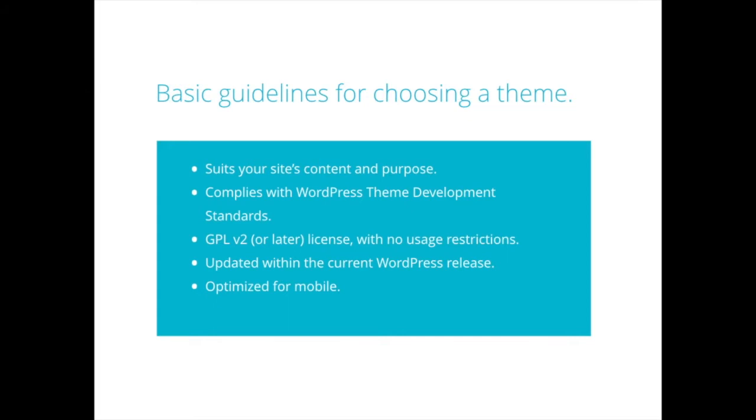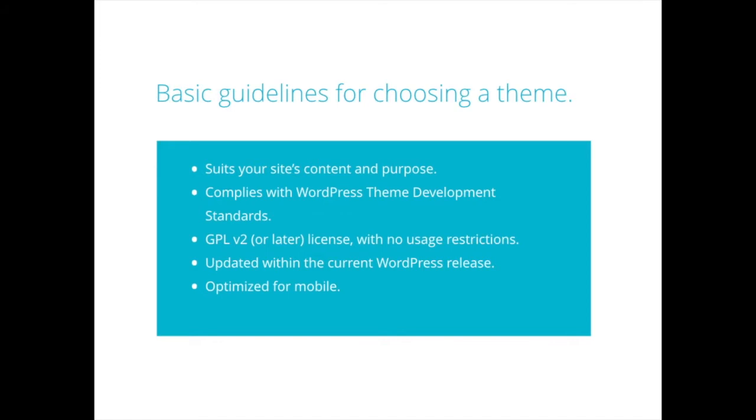You'll also want to select a theme that complies with WordPress theme development standards. These are coding standards that optimize the security and performance of a WordPress theme. Now, there will be a link at the very end of this lesson to these standards, and you'll be able to take a look at them if you're interested. At number 3, you'll want to select a theme that is released under the GPL version 2 or later license with no usage restrictions. This is the same license as WordPress. That way your theme is compliant with the overall WordPress license.